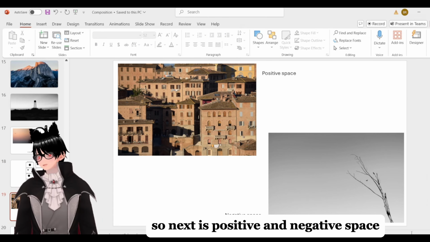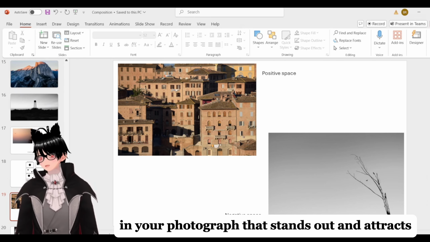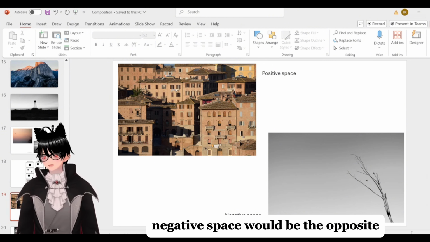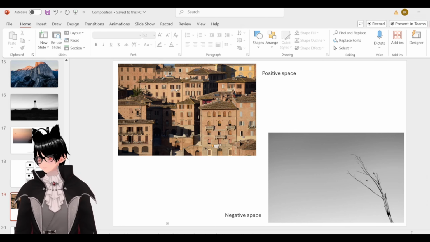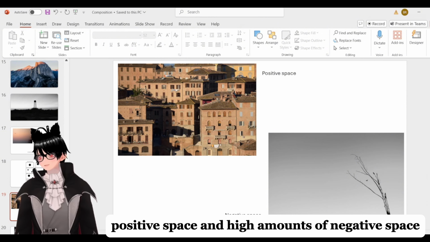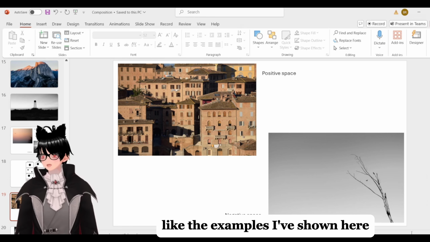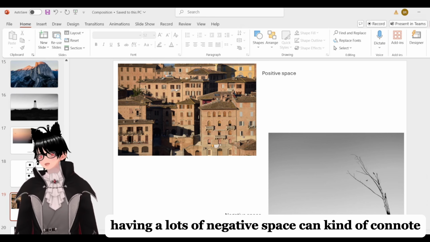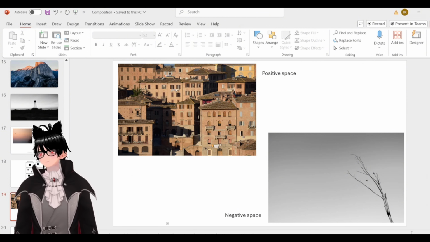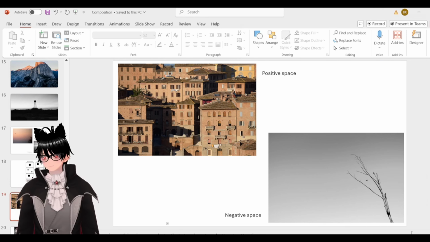So next is positive and negative space. Positive space is anything in your photograph that stands out and attracts attention, and negative space would be the opposite. You can take photographs with high amounts of positive space and high amounts of negative space, like the examples I've shown here. Having lots of negative space can connote emptiness, peacefulness, isolation, but also loneliness.